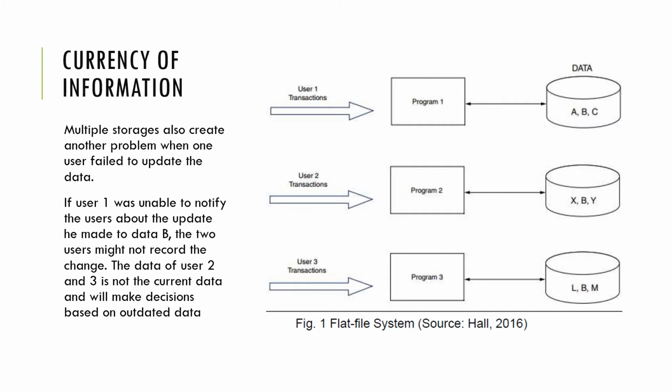So if user 1 was unable to notify the users about the update he made to data B, the 2 users might not record the change, and the data of user 2 and 3 is not the current data and they will make decisions based on outdated data.